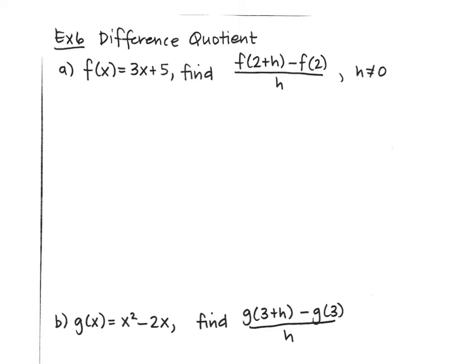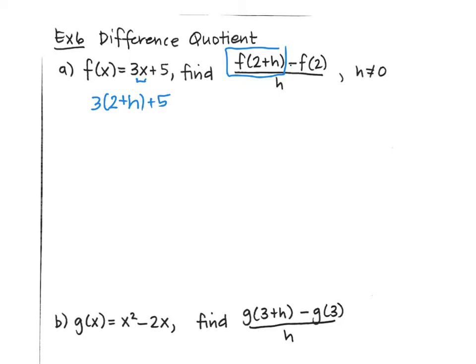Okay, so I want to evaluate f of 2 plus h minus f of 2. So let's start with f of 2 plus h. I'm going to take the 2 plus h and plug it into the f function where the x is. So that's going to be 3 times 2 plus h plus 5. All I did was plug 2 plus h into the f function. Okay, I'm going to keep going.